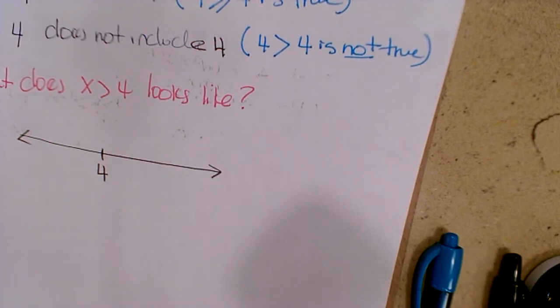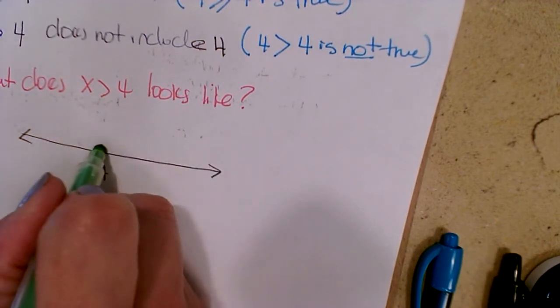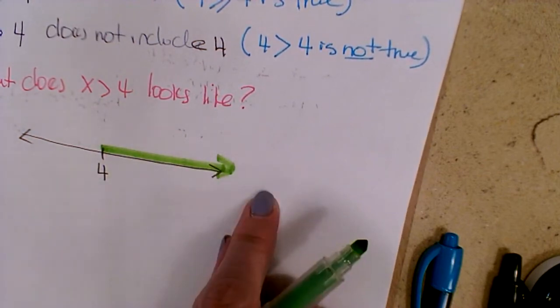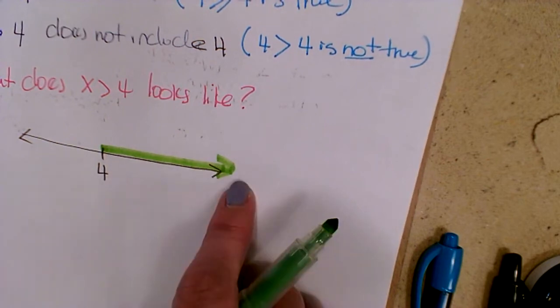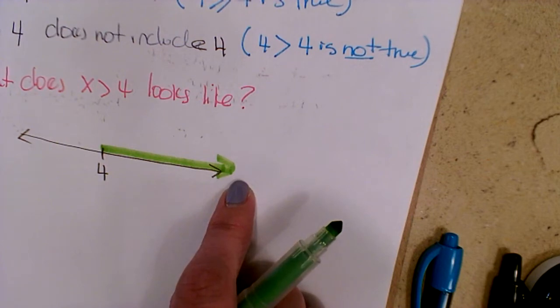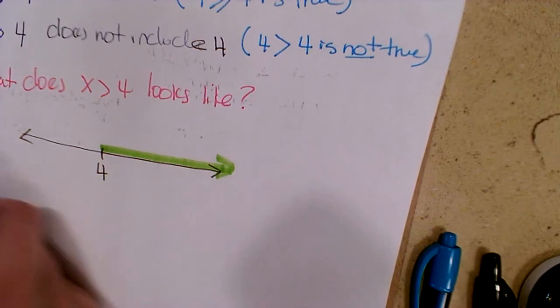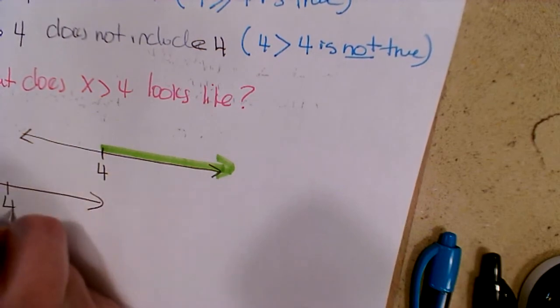Means that what? All of the numbers on this side. So we're going to color all the numbers larger than 4. So do we include the 4? We have two ways to graphically show that we're not including the 4. We're either going to use an open circle. Hold on. Let me write it down here.